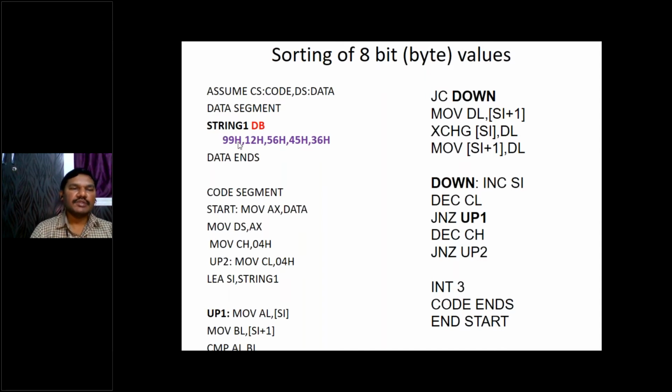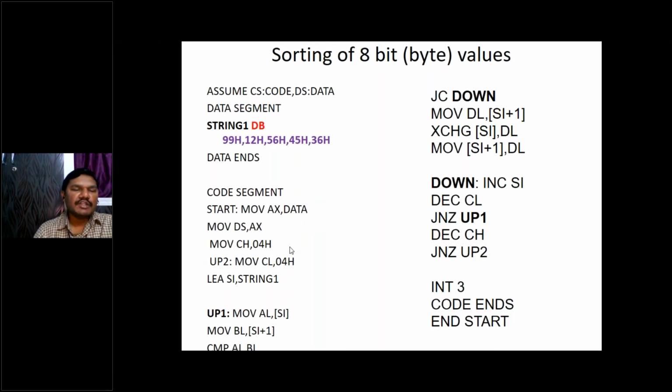So 99H, 12H, 56H, 45H, and 36H. I am taking 5 values. So that's why here the value of CH I am loading with 04. 04 means 4, 3, 2, 1 and 0. So 5 values are there. So then what is happening? Move AX comma data, move DS comma AX means initialization of data segment.